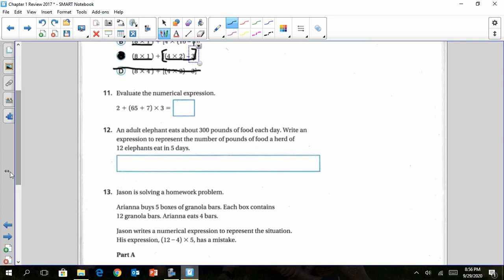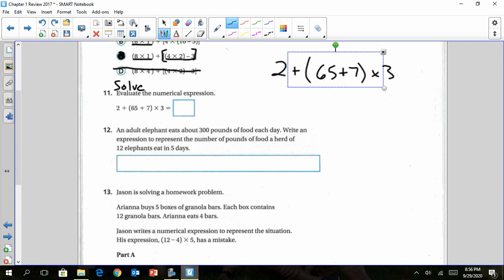Question number 11 then says, evaluate the numerical expression. Remember, the word evaluate just means solve. So we're going to go ahead and solve this problem here. I'm going to go ahead and rewrite the problem off to the side. Close the parentheses, times 3. And we're going to use the phrase PEMDAS to solve here.